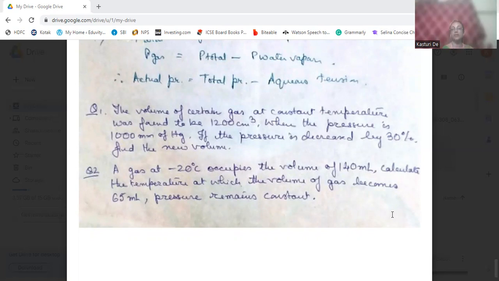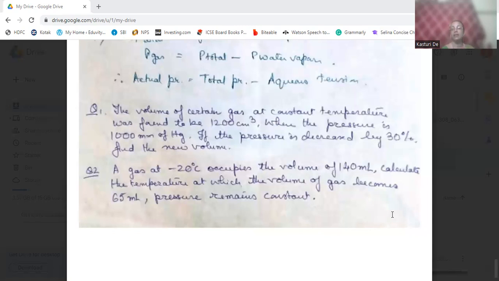The volume of a certain gas at constant temperature was found to be 1200 centimeter cube when the pressure is 1000 millimeter of Hg. If the pressure is decreased by 30%, find the new volume. 30% of what? 30% of its original pressure. So what will be its new volume?